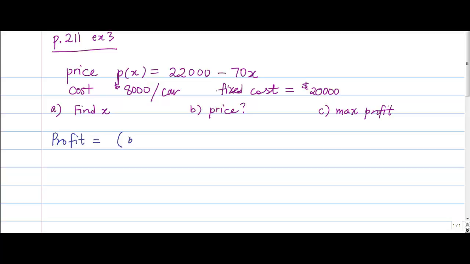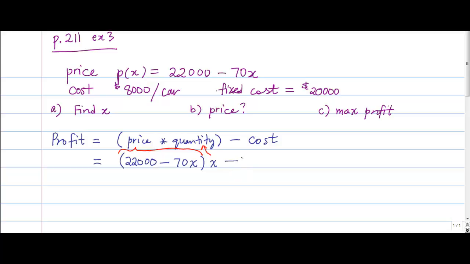Profit, we know, is price times quantity, that's the revenue, minus the cost. So the price they give us is 22,000 minus 70x. Okay, and the quantity is X. So this is the price, and that's the quantity. Okay, minus the cost. So I need to find the cost here. So let's write down our cost function first.